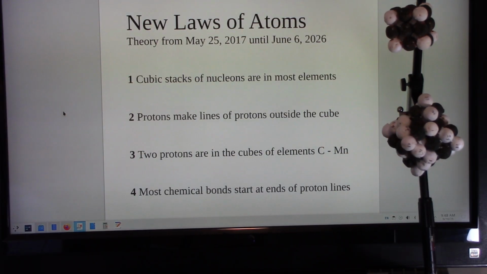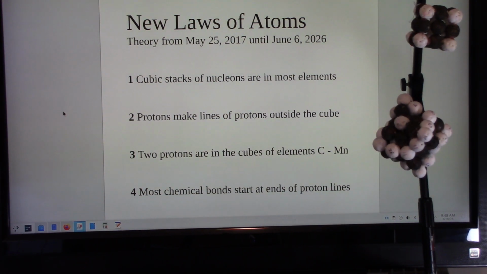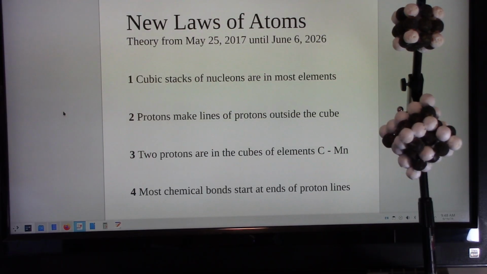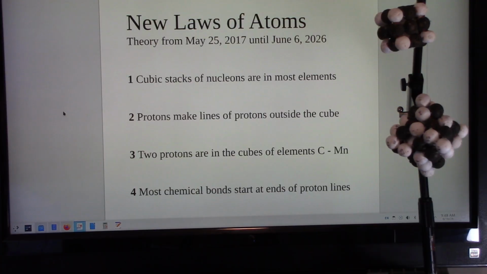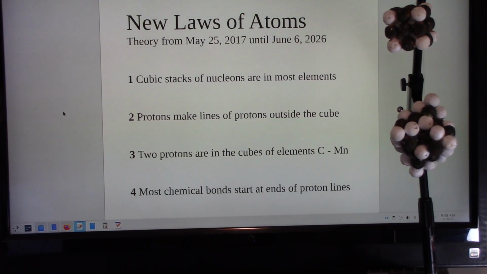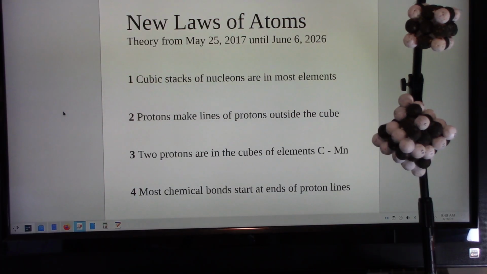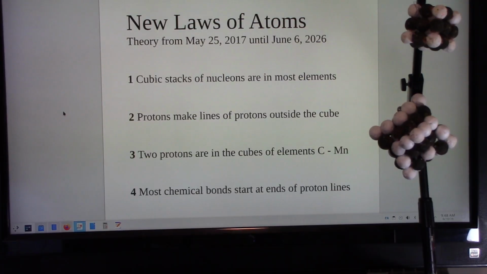Number 2, the protons make lines of protons outside the cube. 2 protons are in the cubes of elements that are light, like carbon through manganese. Then there's a transition to the heavier elements like iron, which have 8 protons in the cube. Now, most chemical bonds start at the ends of proton lines.